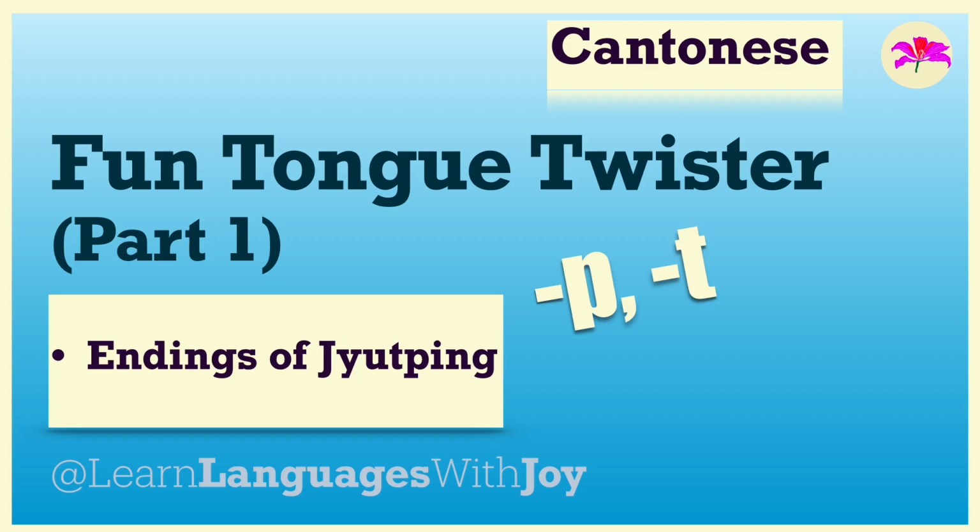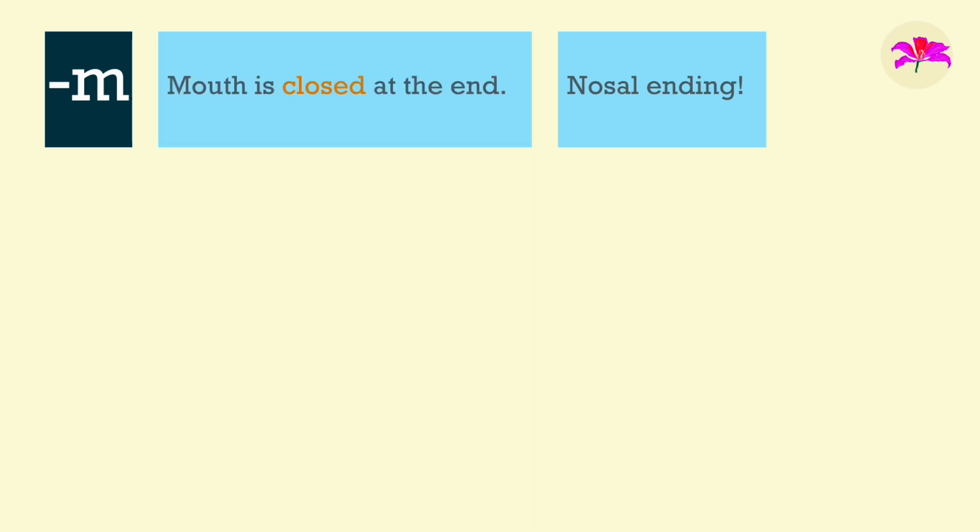To say the tongue twister correctly, we have to master 4 endings. Let's start with the first one, the ending M. It is a nasal ending. You can touch your nose with your finger and make the sound. You may have noticed that the mouth is closed at the end of pronunciation. This is the difficult point for Mandarin speakers. Please pay attention if you are a Mandarin speaker or if you have learned Mandarin before.